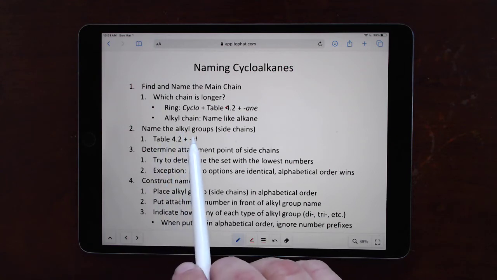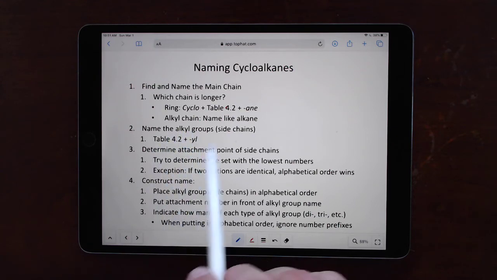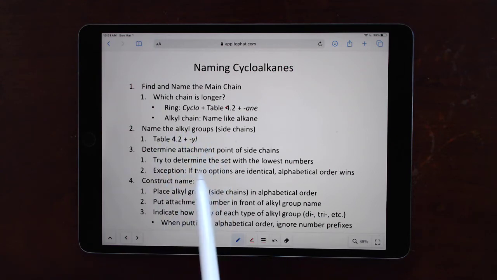Okay? So we're going to name our side chains. Now the attachment points, this is the issue because we don't know where it starts. Since it's a ring, it goes around. Where is carbon 1? And so what we need to do is find.